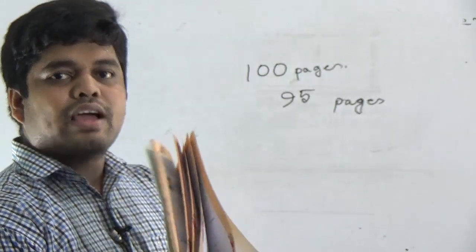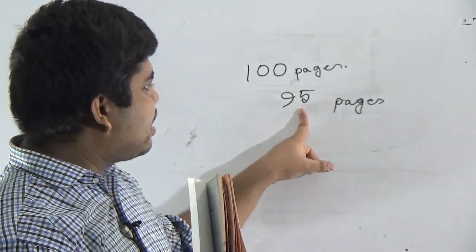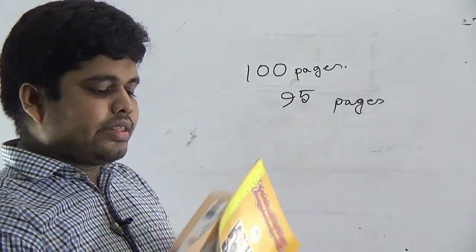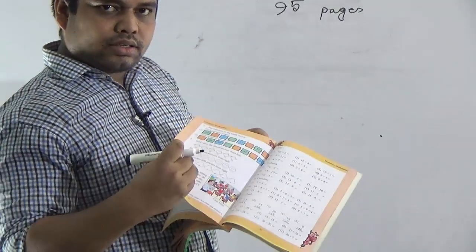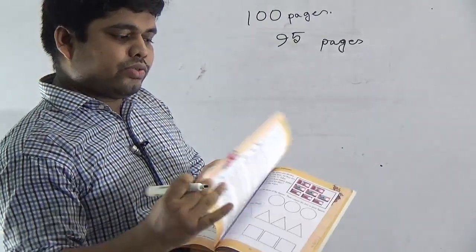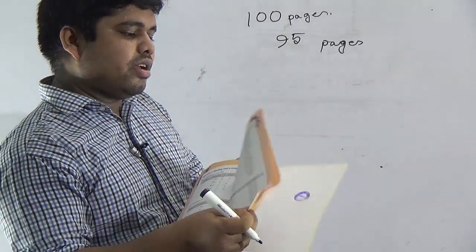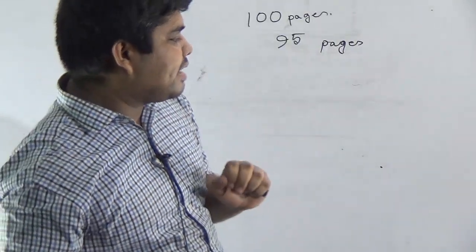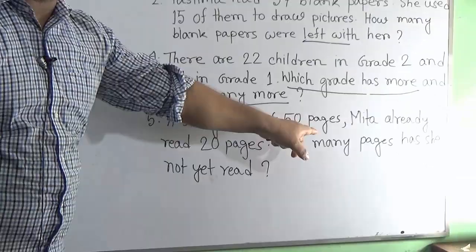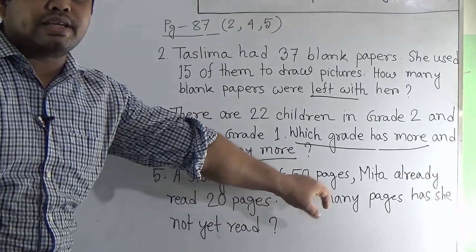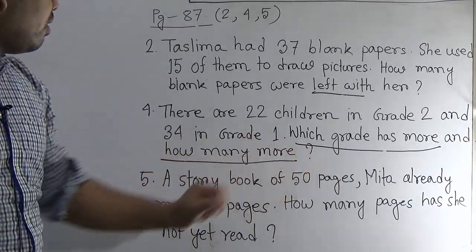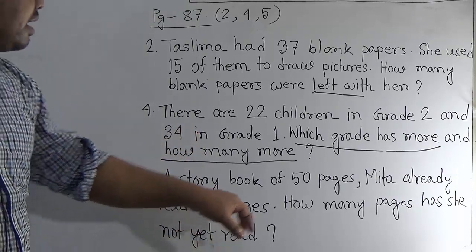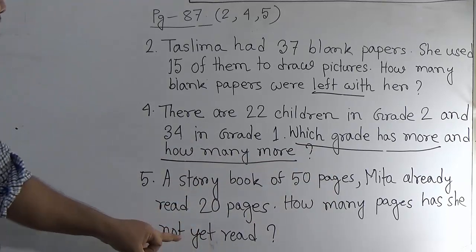I repeat this example again. Your EMB book has 100 pages. You have already read 95 pages. Then how many pages left to read? That means now count 1, 2, 3, 4 and 5. I hope you have understood. Just like this, a story book of 50 pages. That means a story book has how many pages? 50 pages. Mita, a girl, already read 20 pages. That means 20 pages read is done. Then how many pages has she not yet read?